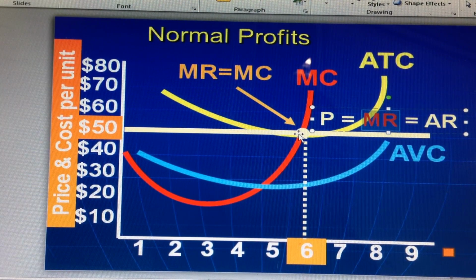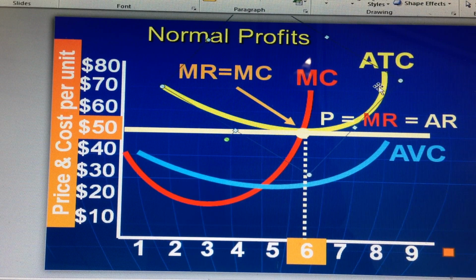That means your selling price and your cost will also be the same. Therefore, when you are drawing normal profit, make sure your ATC will touch the price or the MR, and these 3 points actually intersect. These three curves, MC, ATC, and MR will intersect so that you have nothing to shade. Alright? So this is the normal profit. Write a note, this is for the long run. In the long run, you will get normal profit. If I want long run, just draw this.